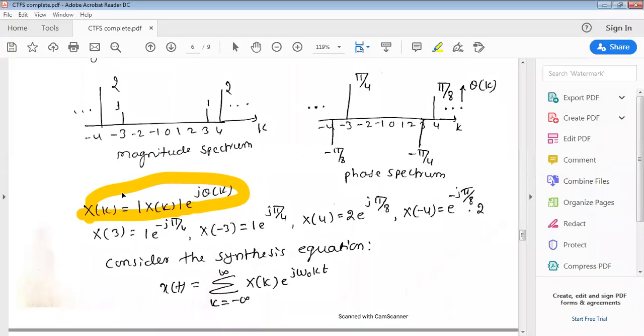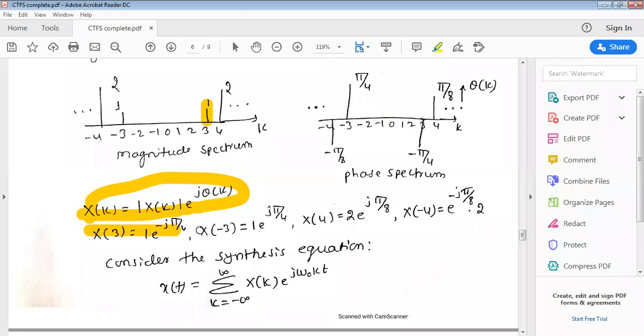Now, how do you write x of 3? What is the magnitude of x of 3? It is 1. What is the angle of x of 3? Minus pi by 4. That is e power minus j, theta of k, which is nothing but minus pi by 4. Therefore, it will become e power minus j pi by 4. Are you able to follow this one? Any doubt here? For each one of them, you do the same thing.